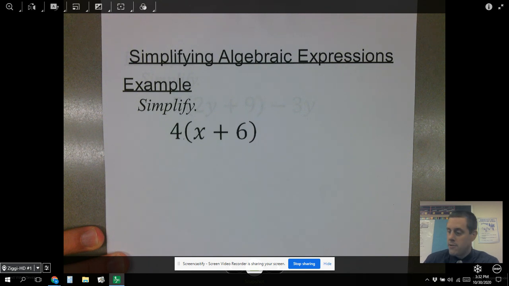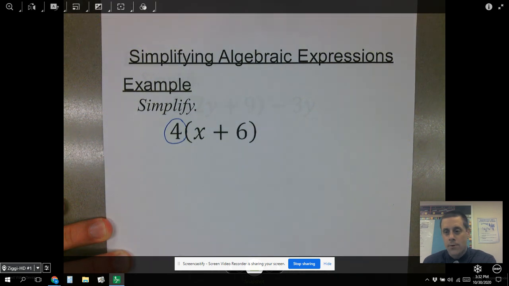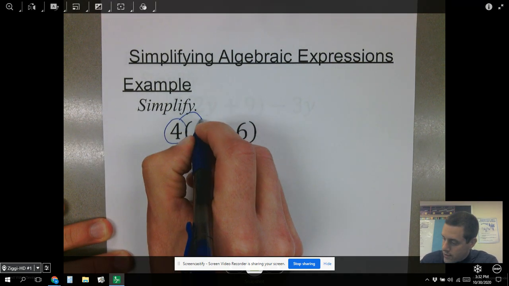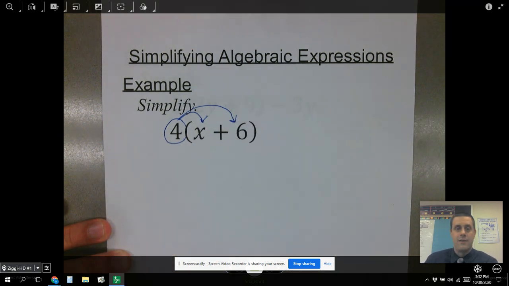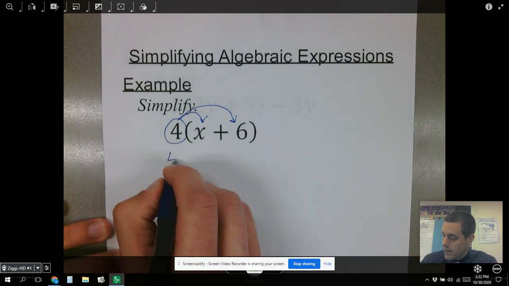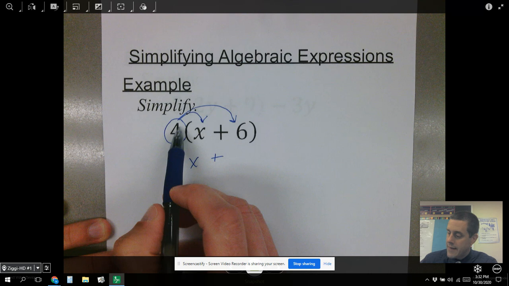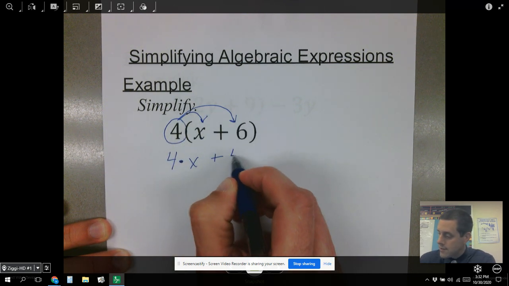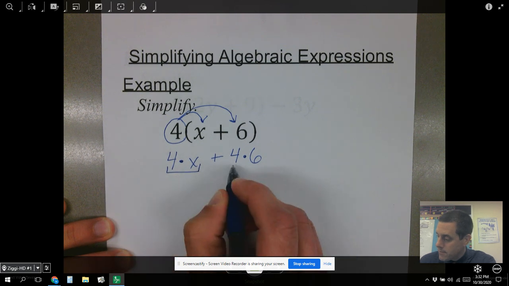And if you remember the distributive property from before, we are going to take this coefficient outside of the parentheses and distribute it to any or all terms inside of the parentheses using multiplication. So we're going to get 4 times x. I'm going to drop my plus sign, and then I distribute the 4 to the 6 to get 4 times 6. Now I'm going to simplify this multiplication.